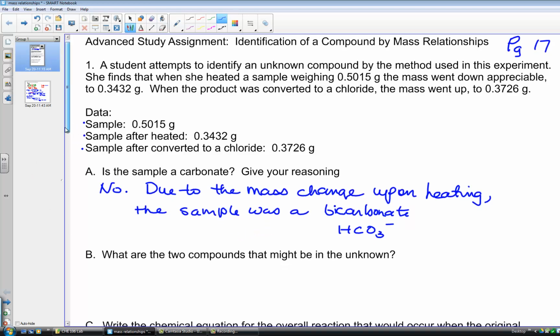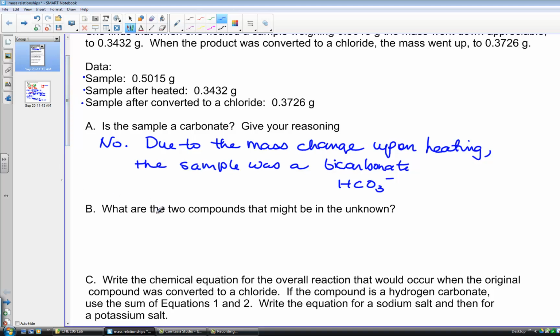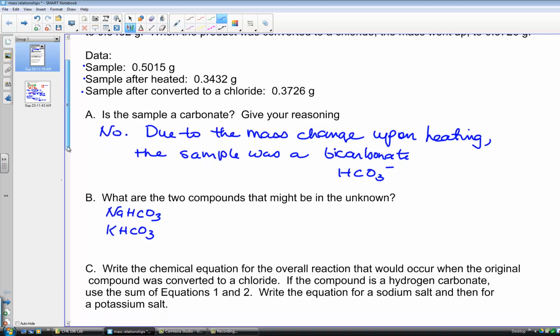And so now the part B says, well, what are your two choices right now? If we know the last name is bicarbonate, choice number 1 could have a sodium as the first name, or it could have had a potassium as the first name. But we know with confidence it is not sodium carbonate or potassium carbonate, that it has the hydrogen as part of its original formula due to the mass loss upon heating.